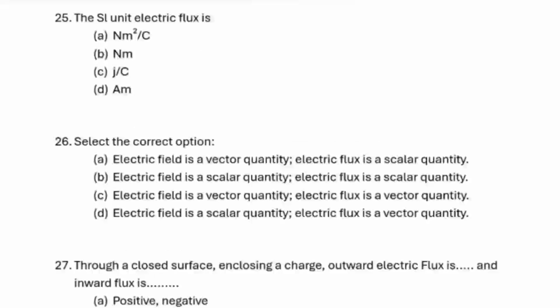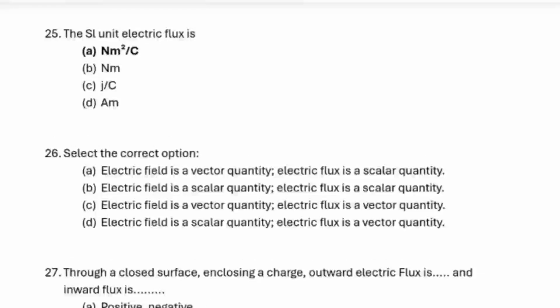Question number 25. The SI unit of electric flux is option A, Newton meter square per coulomb, option B, Newton meter, option C, joule per coulomb, option D, ampere meter. Here the correct answer is option A, Newton meter square per coulomb.